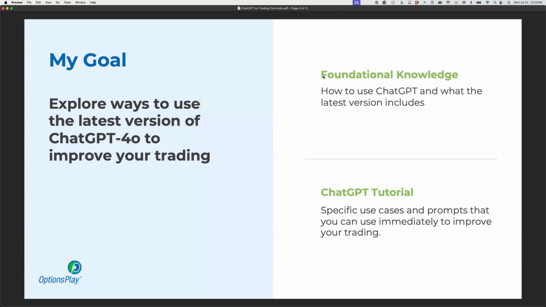So my goal here today is to help you explore different ways that you can use the latest version of ChatGPT 4.0 to improve your trading. And we'll start with the foundational knowledge of how to use ChatGPT and what the latest version includes. And then we'll get into a specific tutorial. We'll look at specific use cases and prompts that you can use to immediately improve your trading using ChatGPT alongside your First Trade account and your Options Play account.